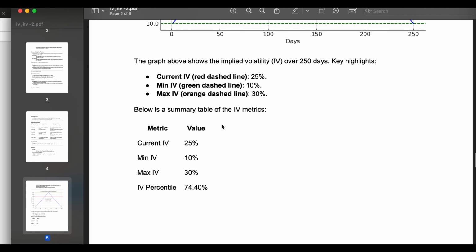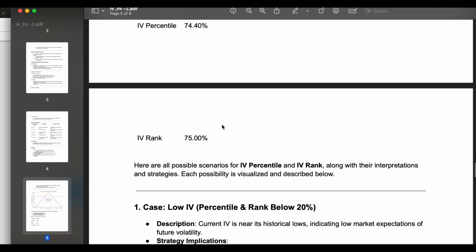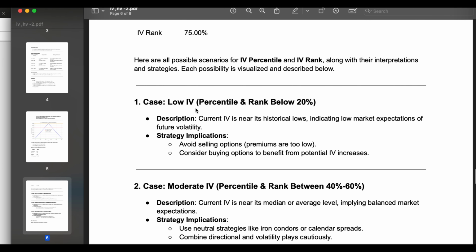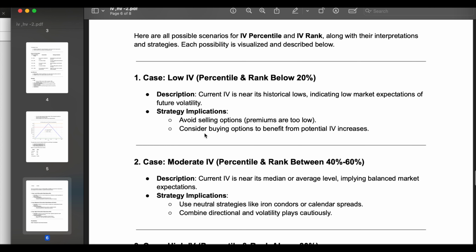Current IV rated this one. Case: low IV percentile and rank below 20%. Current IV is near the historical low, indicating low market expectation of future volatility. So what strategy will we follow? Avoid selling options, and consider buying options to benefit from the potential IV rise.